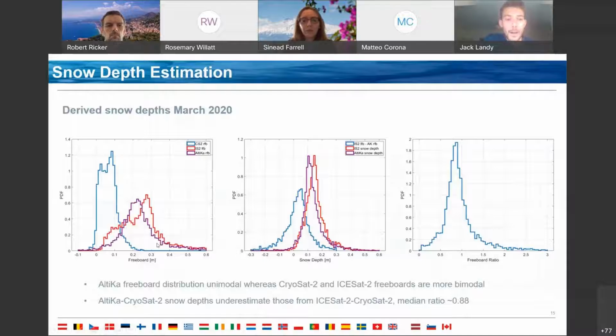And the distributions with the freeboard, the first thing that we can note is that the Antarctica radar freeboard distribution is unimodal, whereas the IceSat 2 and the CryoSat 2 distributions are both somewhat bimodal, reflecting the differences between first-year ice and multi-year ice. So Antarctica may not be able to capture the full dynamic range of snow surface elevation variability across the Arctic. The derived snow depth distributions are quite similar in width, but they are systematically shifted by an amount. And so we get a freeboard ratio between Antarctica and IceSat 2 of about 90%.